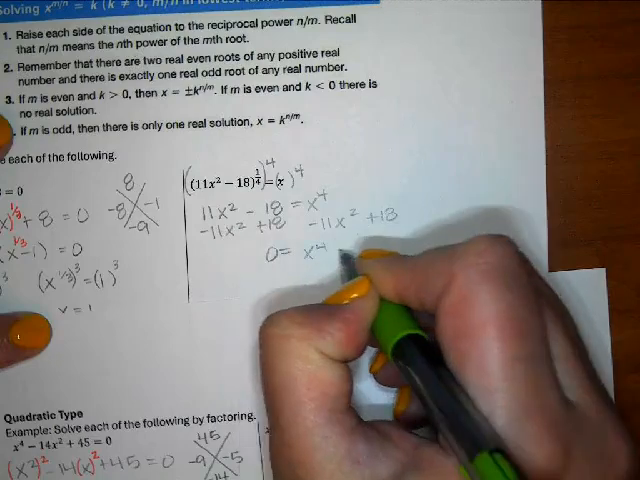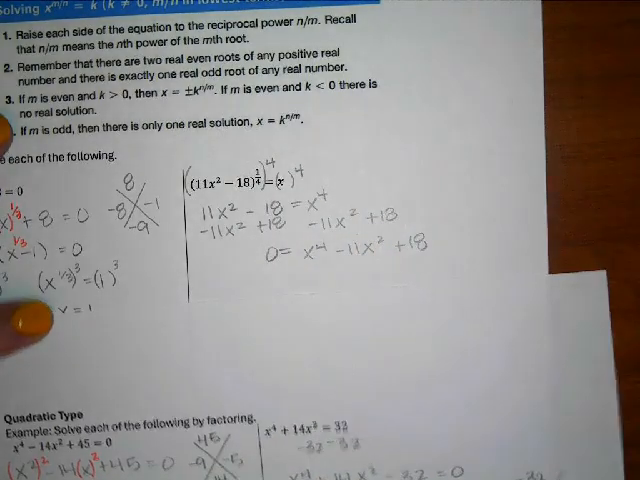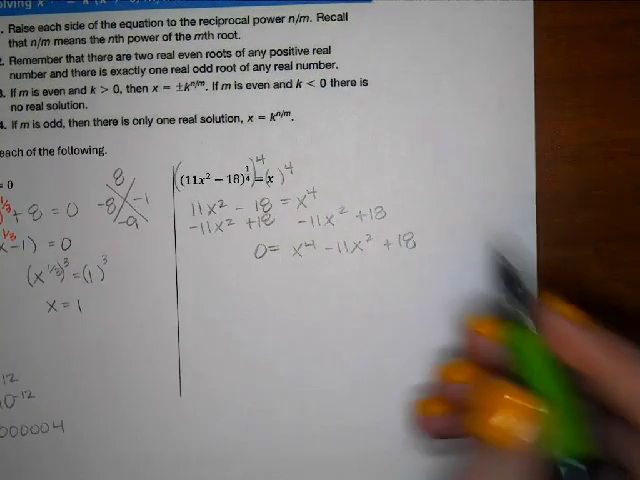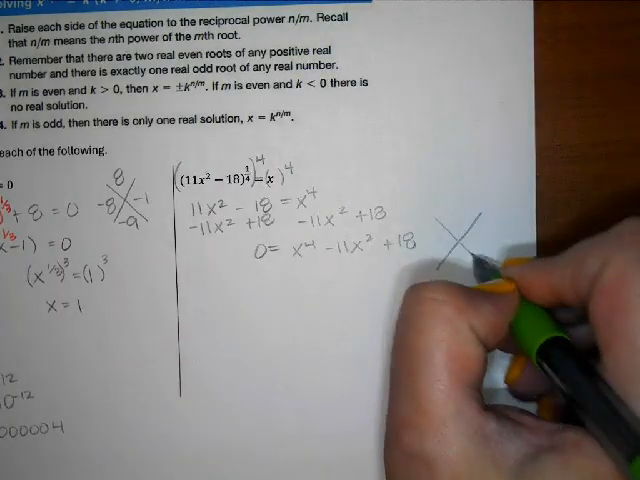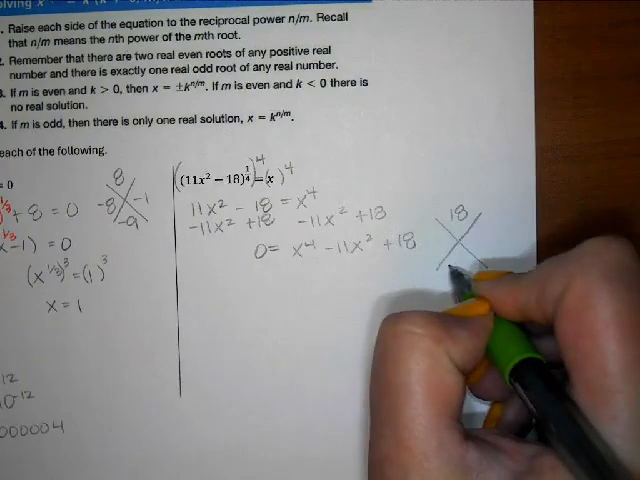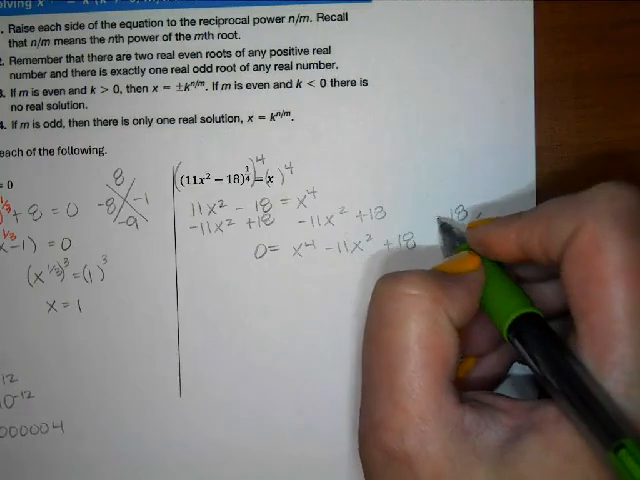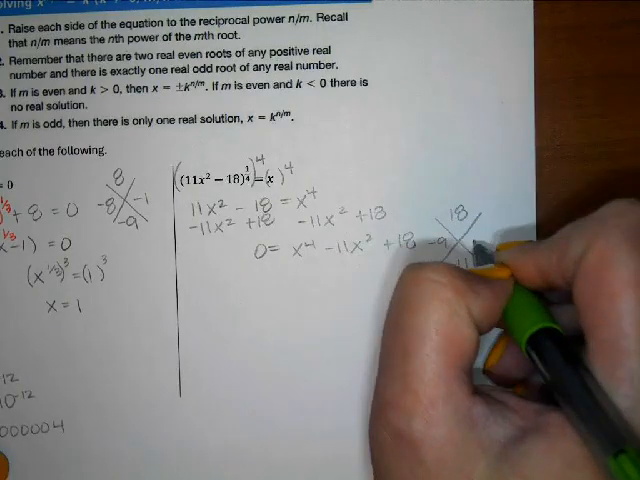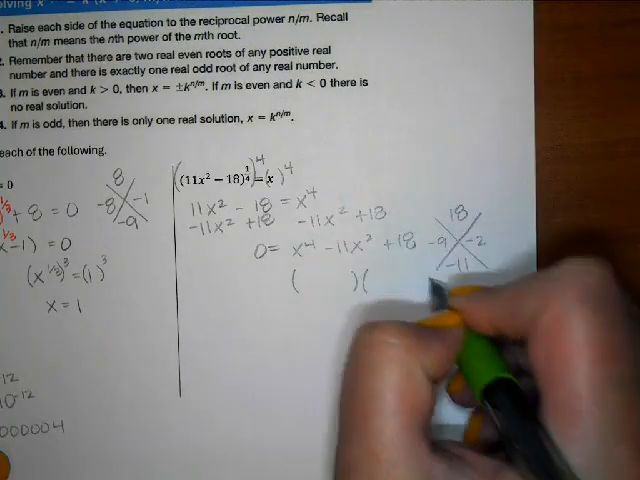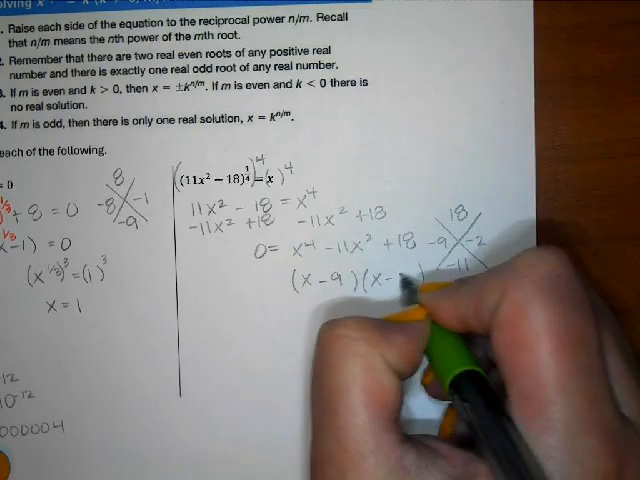So I'm looking for two numbers that multiply to 18 that add to negative 11, and that would be negative 9 and negative 2. So x minus 9 and x minus 2 is what we would have if this had said x squared minus 11x plus 18. But since it says x to the 4th minus 11x squared plus 18, that means that these have to be squared.